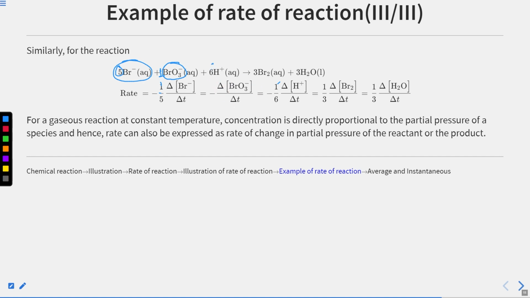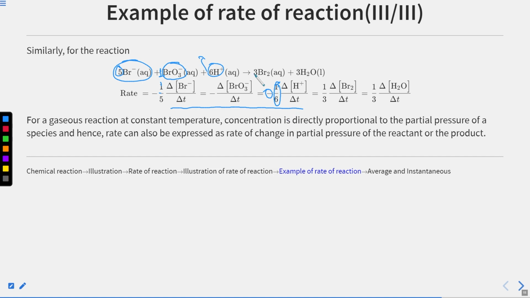Then moving on to the next species, that is H plus. The change in concentration of H plus divided by change in time, along with a negative sign, would give you the rate of disappearance of this H plus. Now if I divide again by the stoichiometric coefficient, which is 6 here, so I am multiplying by 1 by 6 to get the rate of reaction. So these all are becoming equal, and it is quite obvious also because the rate of reaction will be the same whether we consider it in terms of products or in terms of reactants.